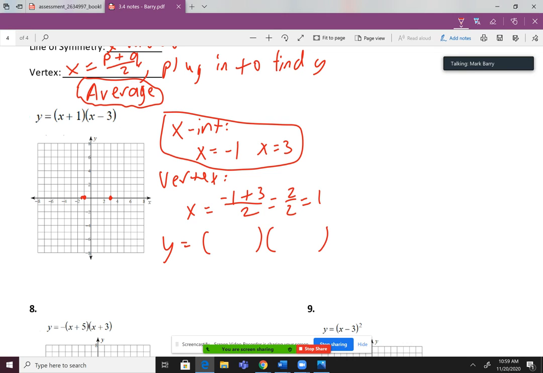and I have to plug it into the function. So I'm going to plug it in for x right there, and plug it in for x right there. So I went to the x plus 1 times x minus 3 function. I plugged in 1. Now I'm going to do my PEMDAS.